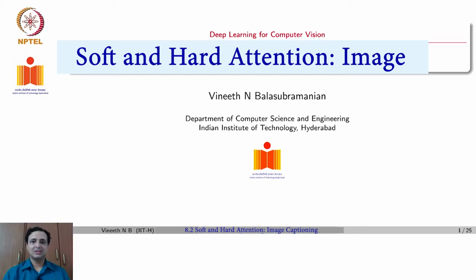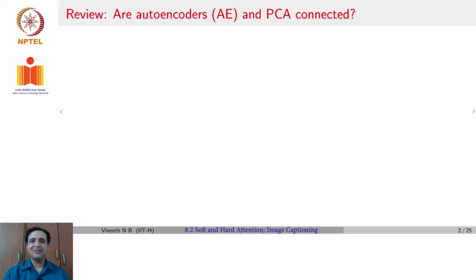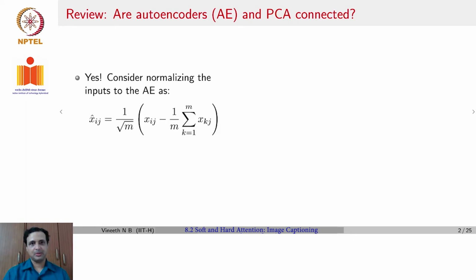We will now focus on one of the tasks that we discussed in the previous lecture, which is image captioning. We left behind one question from the previous lecture: are autoencoders, which we understood as a dimensionality reduction technique, similar to PCA, principal component analysis, in some manner? The answer is yes. Let's try to understand the connection.